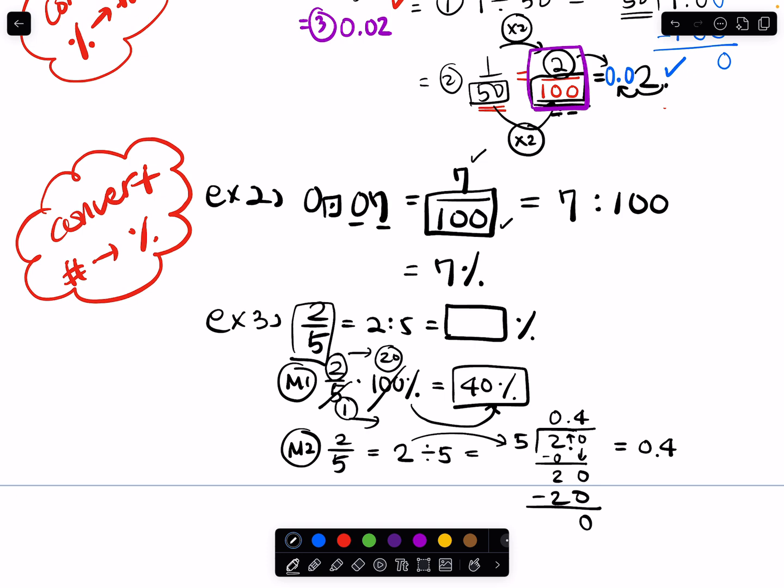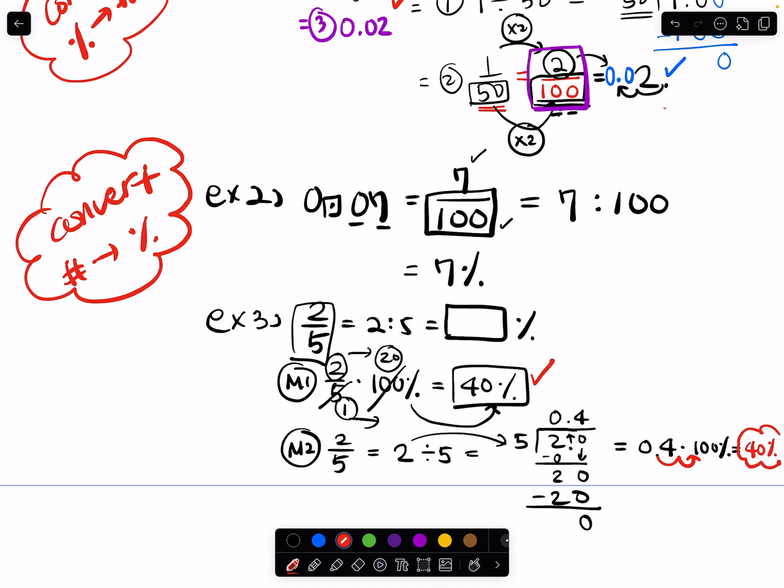Now we have to convert a decimal to a percent, and that is by multiplying the decimal by 100%. That is the same as, we keep talking about this, right? Moving the decimal to the right twice, to the right, like that. And that is 40%.